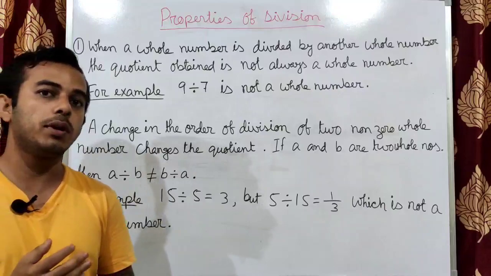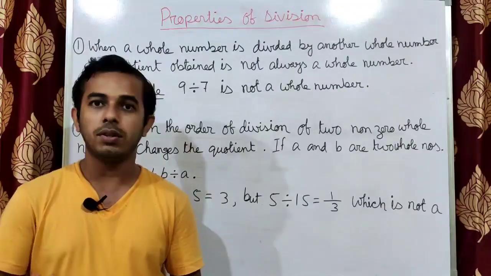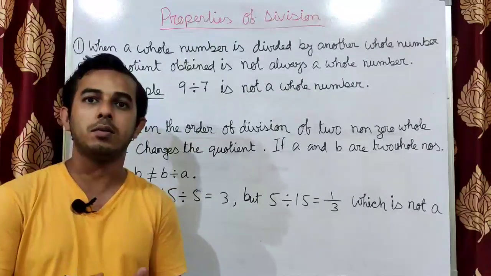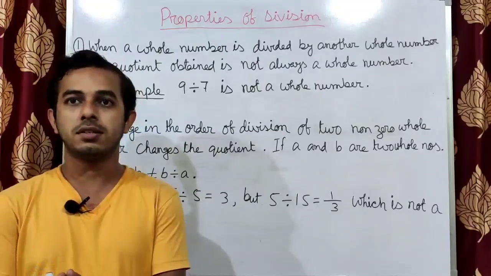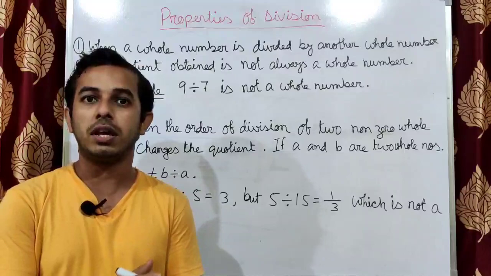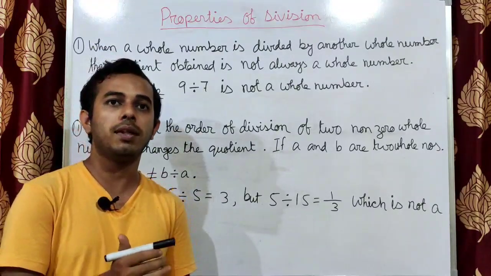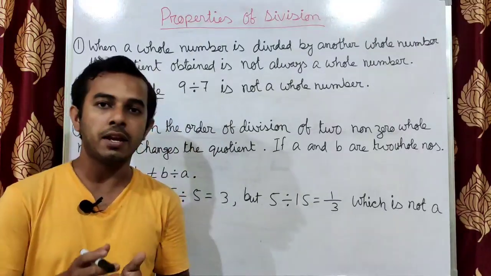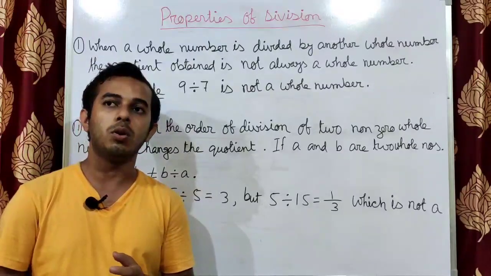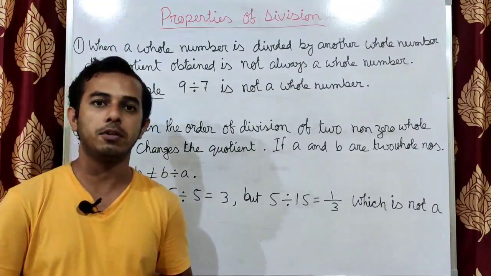That is, when we divide a whole number by another whole number, whether the result is a whole number or not, when we interchange their places. Suppose in multiplication, if we multiply any two whole numbers, a into b equals b into a. Now we will look at whether it is the same when we divide: is a divided by b equal or not equal to b divided by a? We will discuss all those points in this video.